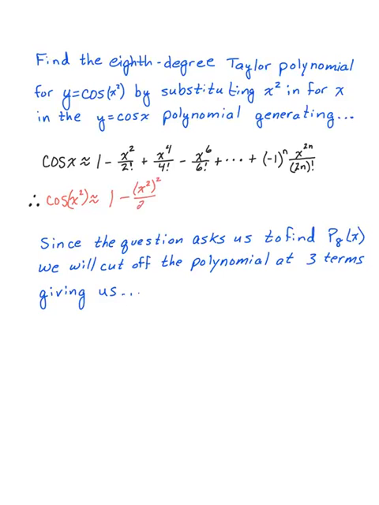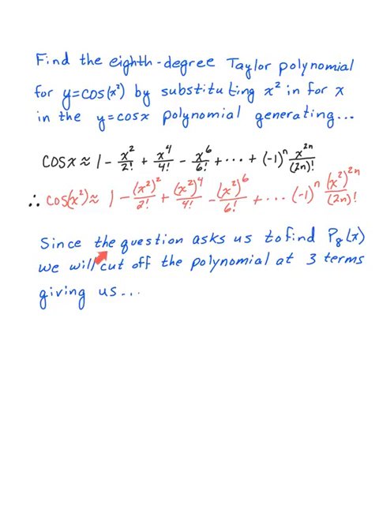squared over 2 factorial plus x squared to the 4th power over 4 factorial minus x squared raised to the 6th power over 6 factorial plus, and it continues on, negative 1 to the n, and this would be x squared raised to the 2n over 2n factorial.